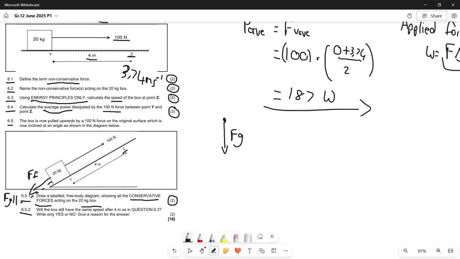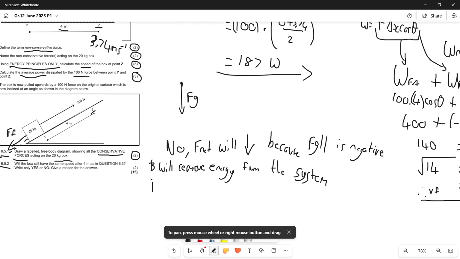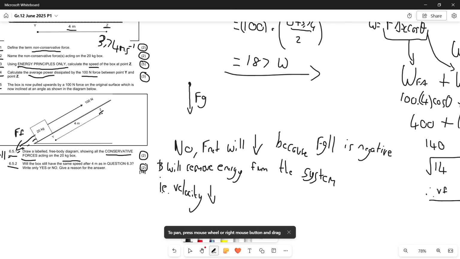So will the box still have the same speed after 4 meters as in question 6.3? Our answer is no, and that is because our F net will decrease because FG parallel is negative and will remove energy from the system, i.e. velocity will decrease. Okay, and that just earned us 2 marks over there and 16 marks for this whole section.